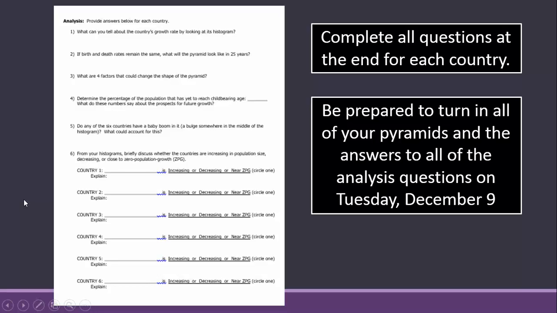Once you're finished doing that and you're done creating all of your pyramids, there's graph paper inside the lab packet for you. You've got questions dealing with all of the countries. What can you tell about the country's growth rate by looking at its histogram? If you need some help, you can certainly look inside your environmental science textbook. I believe the human populations chapter is chapter 5, but I might be wrong. Give me 1 second while I thumb through the book.